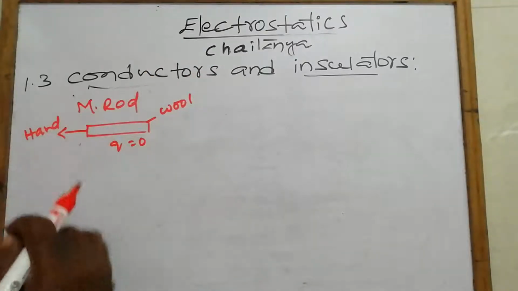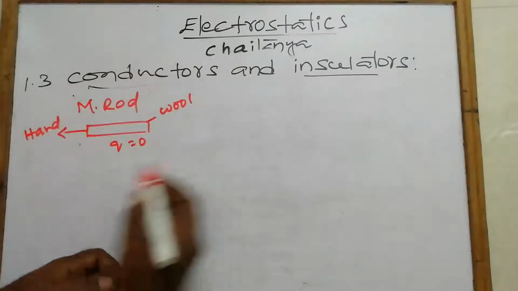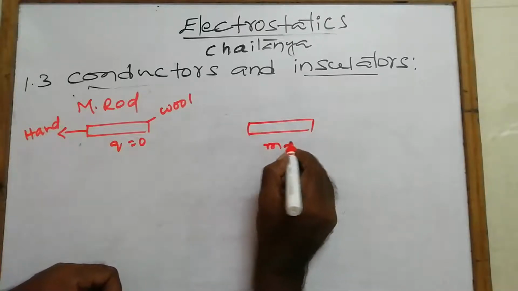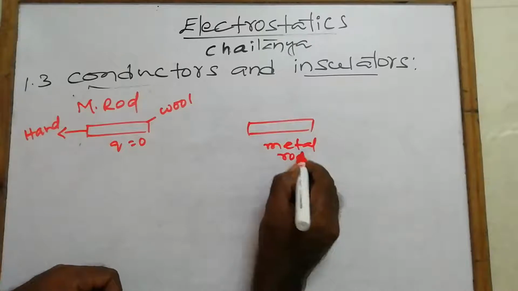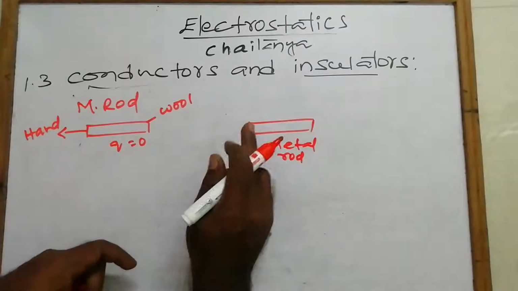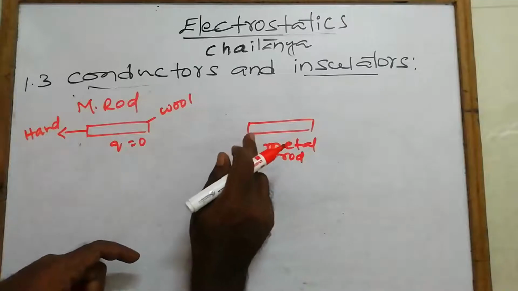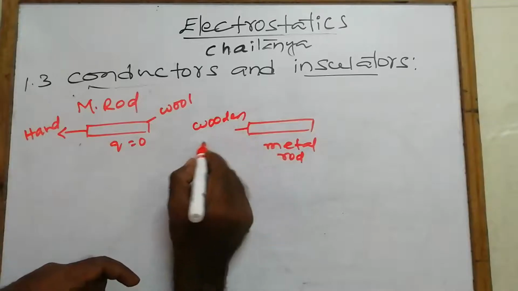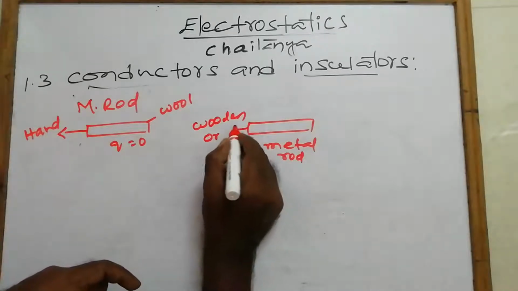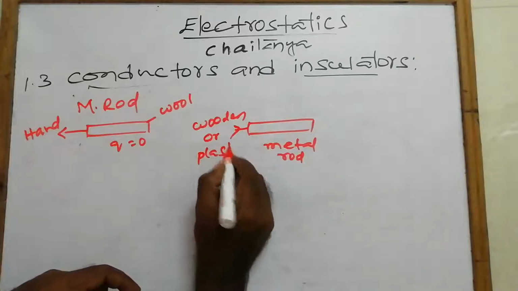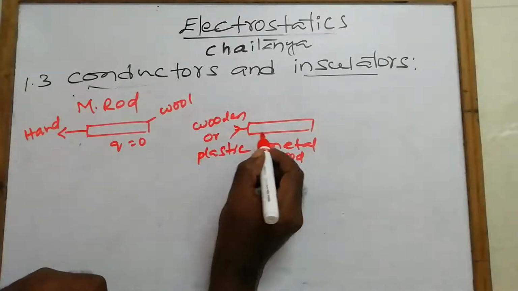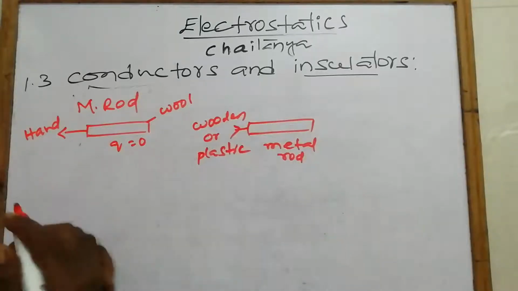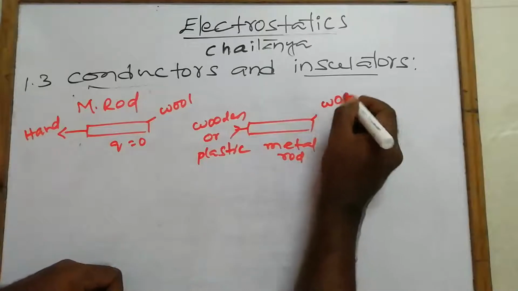However, let us consider another metal rod. This metal rod has a handle made of wood or plastic. The handle is made of plastic or wood. Now it is rubbed with wool.